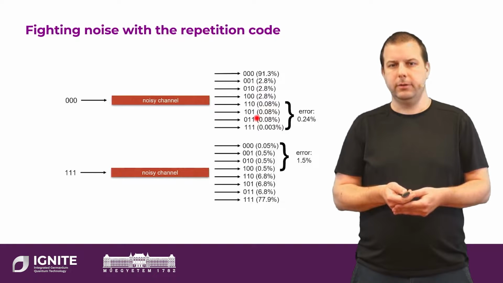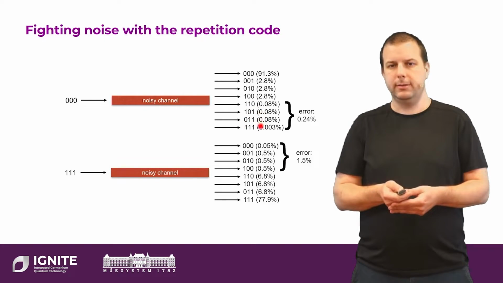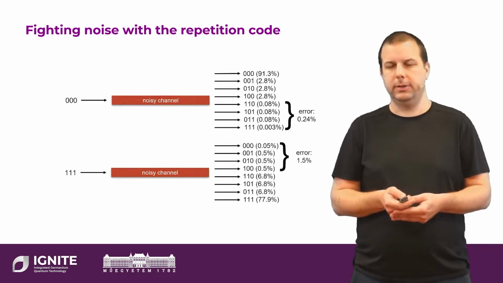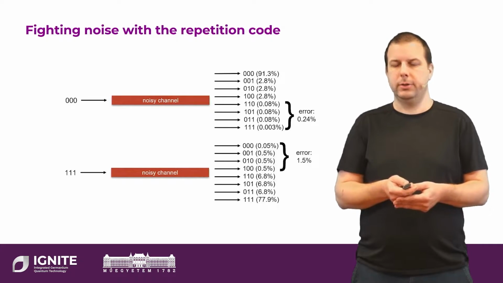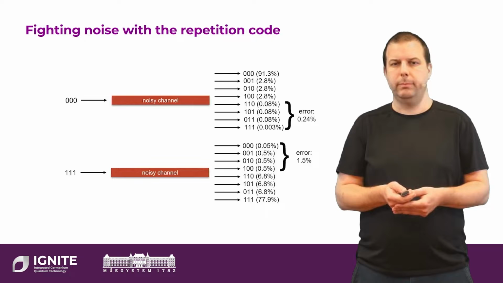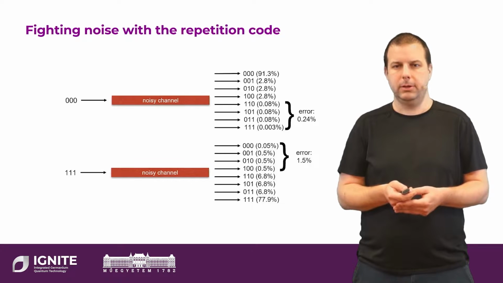If the receiver uses this majority vote, that means that he will make an error only if at least 2 bit flips happened. So only if the received bit string is 110, 101, 011, or 111. I can add up all these 4 error probabilities, and I end up with 0.24% error for this scheme. 0.24% is much smaller than the 3% bit flip probability for this noisy channel. So in that sense, this repetition code does work. It does reduce the error in transmission.